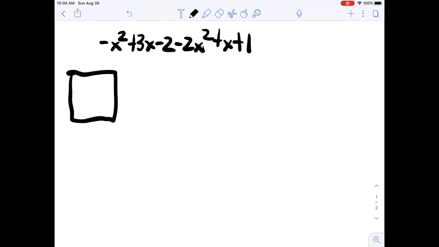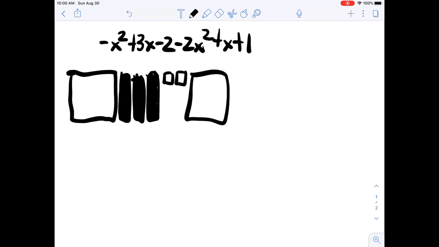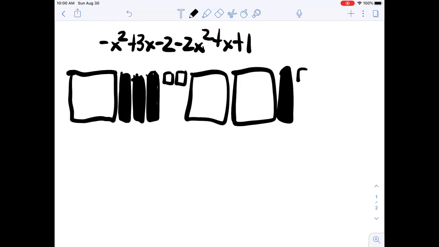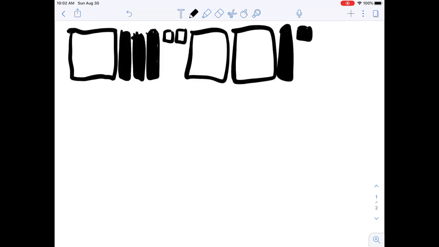So 1 big square unshaded, 3 rods shaded, 2 small squares unshaded, 2 big squares unshaded, 1 rod shaded, and 1 small square shaded. And now we would solve.